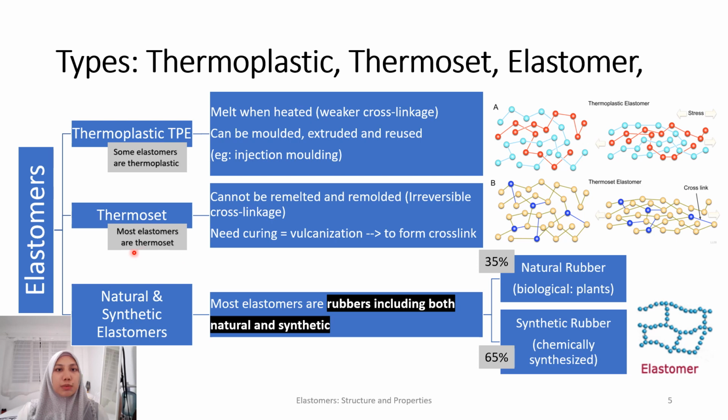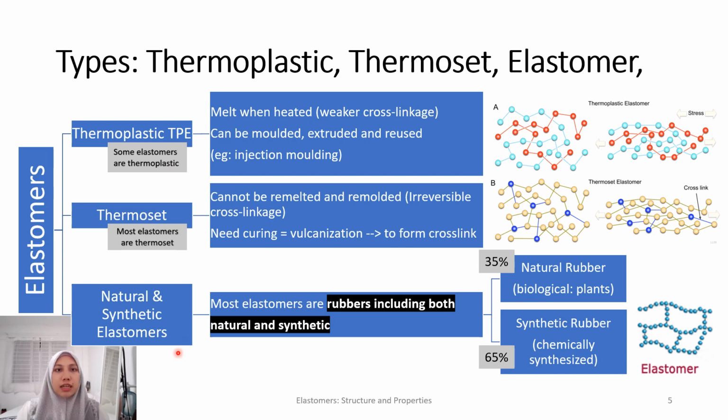Second is thermoset elastomers are elastomeric materials that do not melt when heated. These are the most common type of elastomers. Thermoset elastomers usually require vulcanization, which is a chemical curing process that forms crosslinks in a polymer chain to increase rigidity and durability of rubber products.